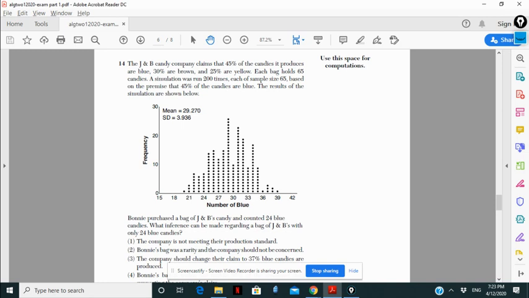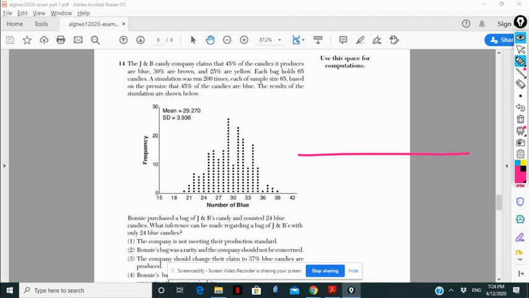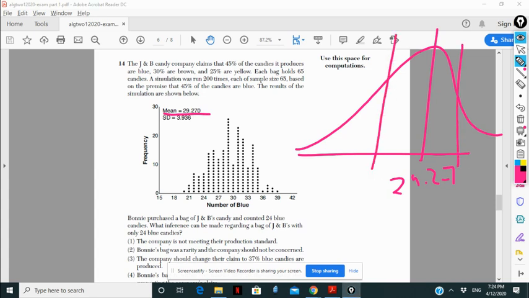On the premise that 45% of candies are blue, the results of the simulation are shown below. So now I'm going for the normal distribution curve. The mean is 29.27, and plus one standard deviation and minus one standard deviation.